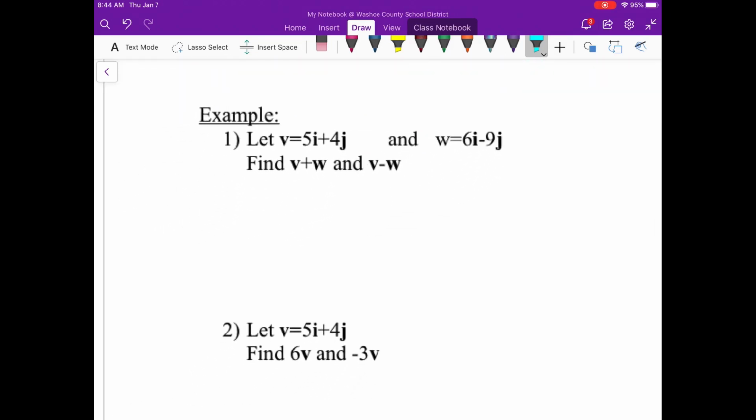All right, so I know that was a lot of definitions. Let's go ahead and put this to practice, going on to the next page.